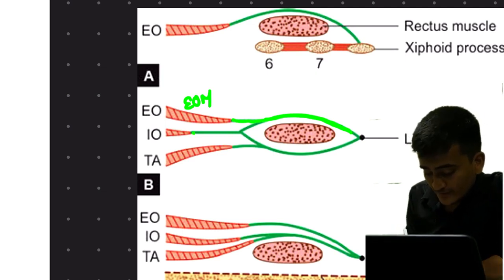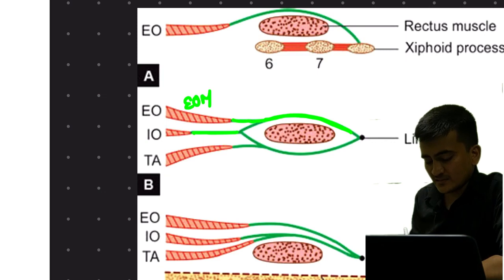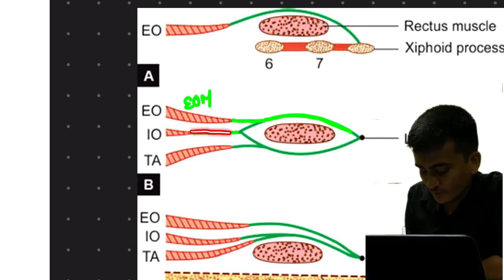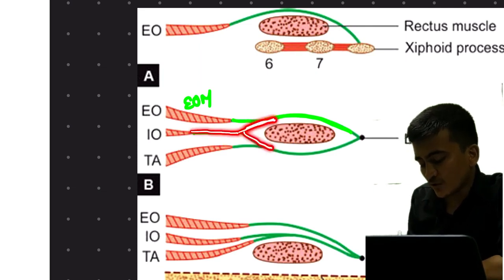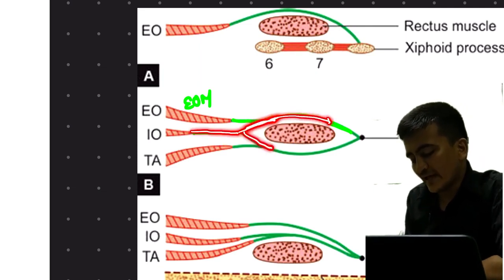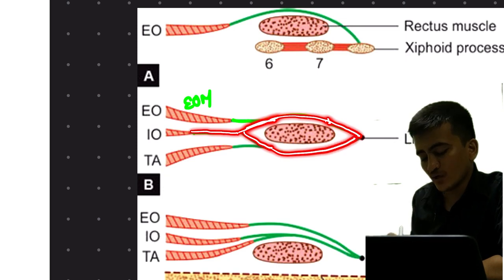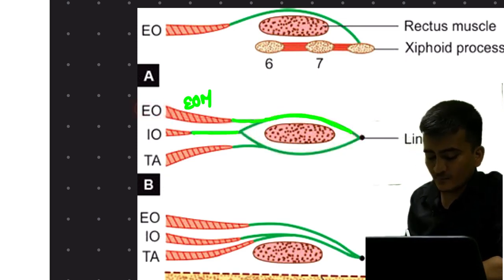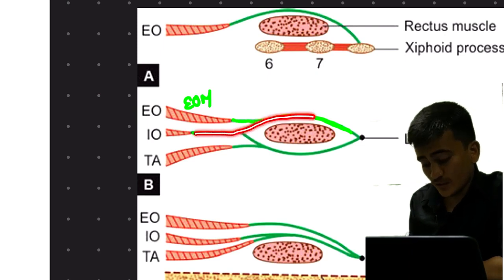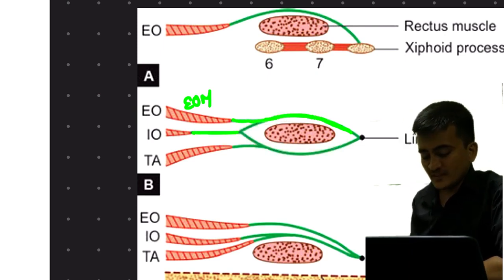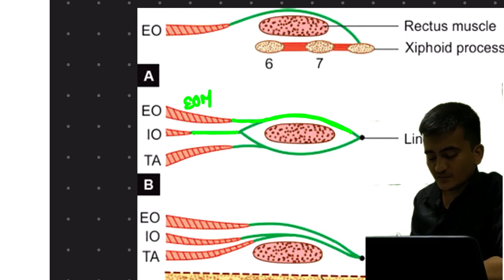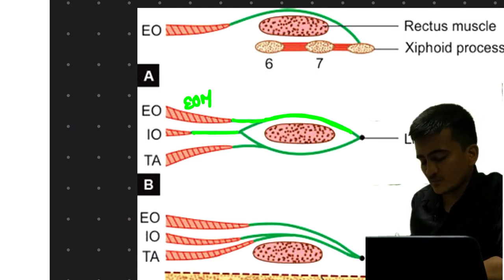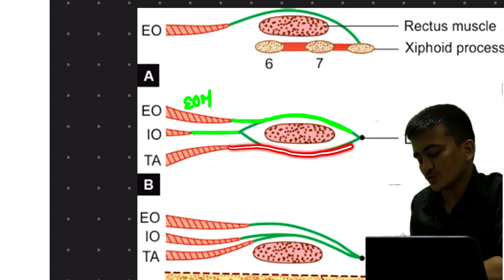Internal oblique muscle, it is also, now here what will happen is this internal oblique muscle will divide into anterior and posterior part, and it will contribute to both the anterior wall and the posterior wall. Now the external oblique muscle was contributing just to the anterior wall, but the internal oblique muscle contributes to the anterior wall as well as the posterior wall. Similarly, the transversus abdominis is contributing to the posterior wall, right, posterior wall.